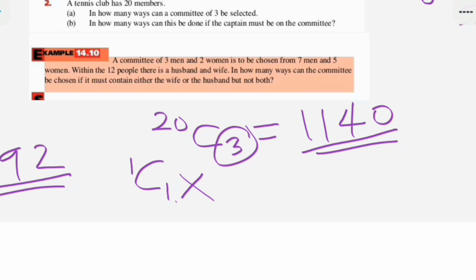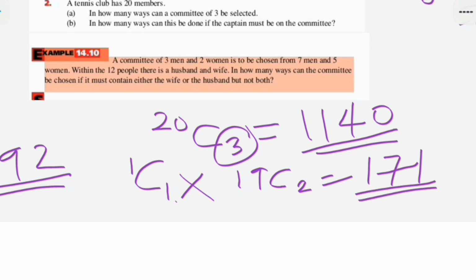Now, since the captain has been chosen out of 20, there will be 19 people left. Out of that 19, you want to choose 2. So that will be 19C2. The reason it's 19 is because you have already chosen the captain. So just press 19C2. It will give you 171. So the answer is 171. There are 171 ways of choosing that committee since the captain has already been selected.